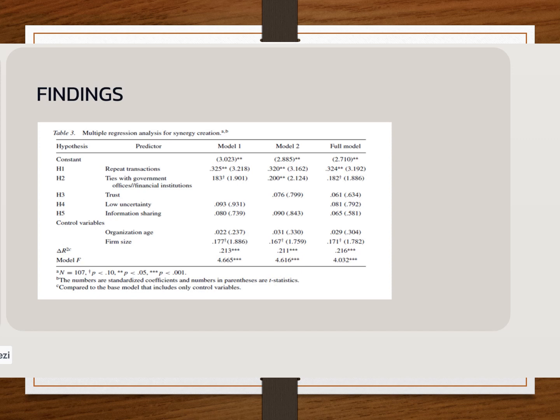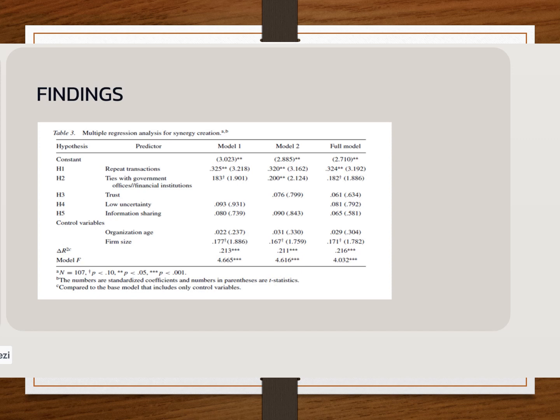with a p-value of 0.18, which shows there is a significant and positive relationship between ties with government or financial institutions and synergy creation. However, as we can see, there is no significant relationship between the three other variables and synergy creation. Regarding these findings, we realize that businesses can benefit from synergy by repeating transactions with their partners and developing ties with government or financial institutions.